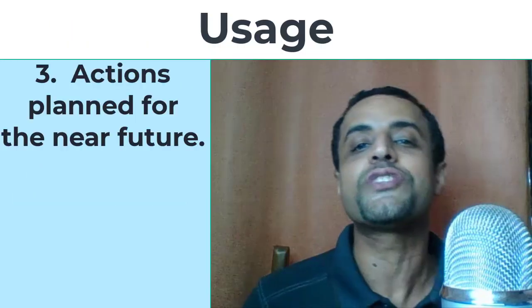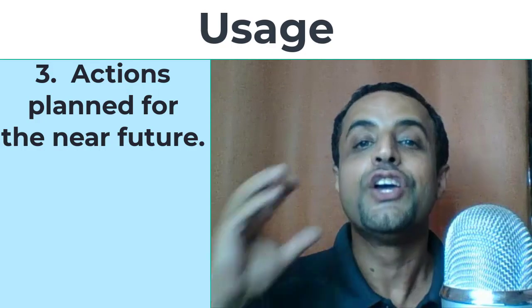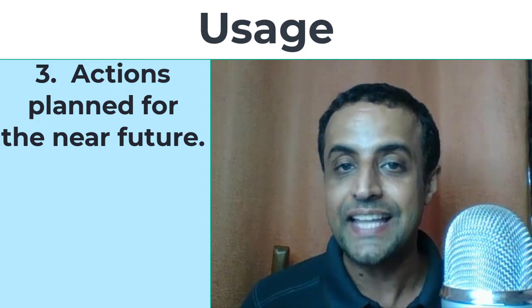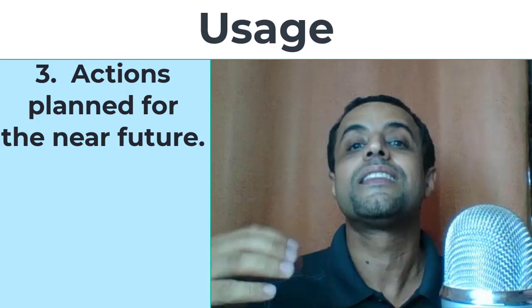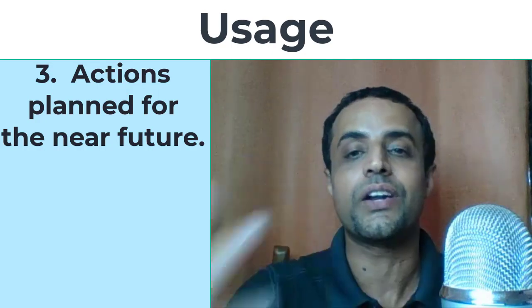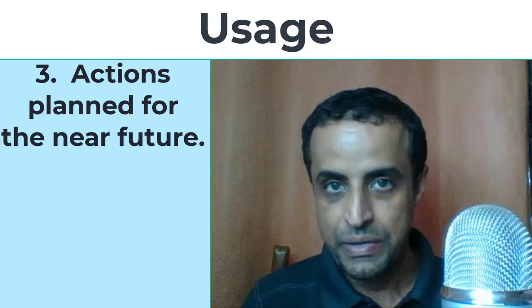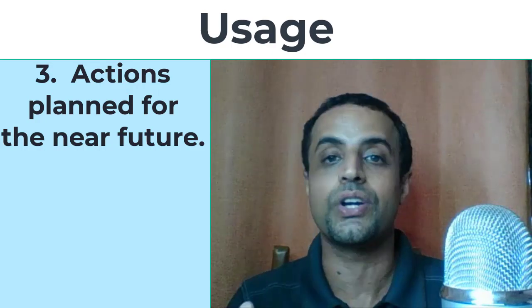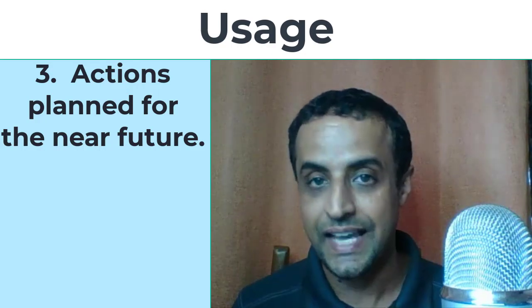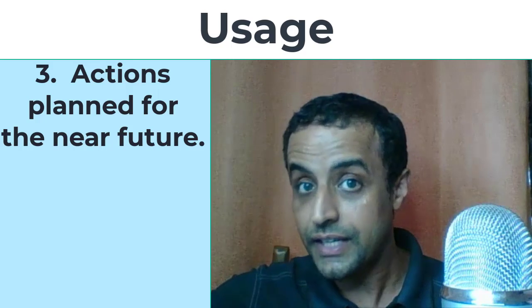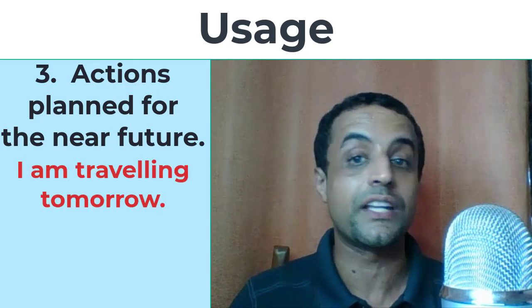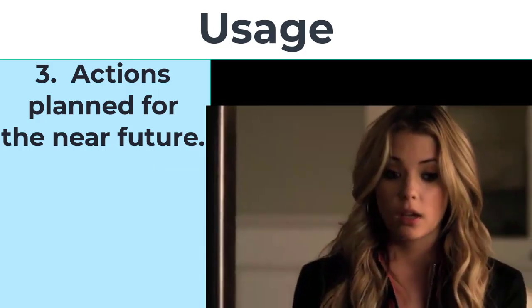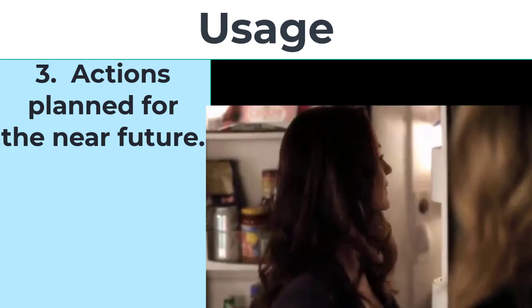The third usage of the present continuous tense, you use the present continuous tense to talk about actions that are planned for the near future. What does that mean? If you are planning and arranging for the near future, you use the present continuous tense. For example, you are traveling, so you can say, I'm traveling tomorrow. She's coming home tomorrow, I think.